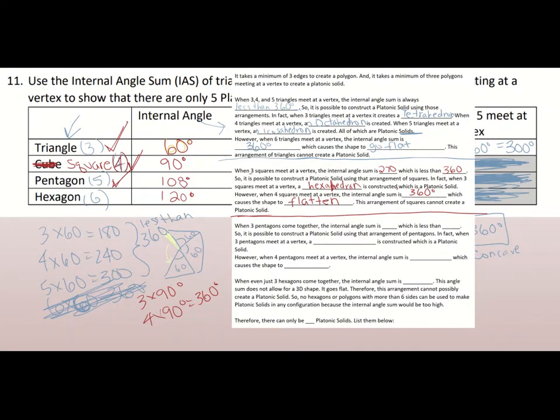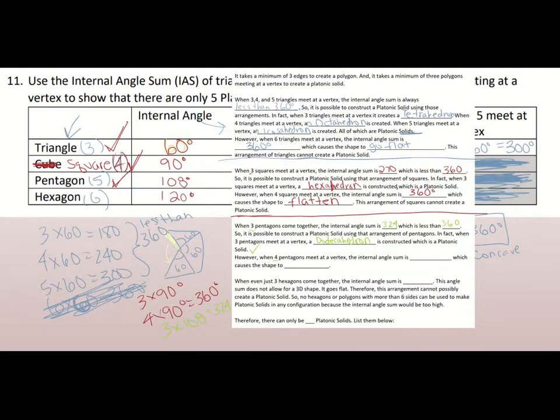When 3 pentagons come together, 3 is the minimum number that can come together, the internal angle sum is 3 times 108, which equals 324. Okay, the internal angle sum is 324 degrees, which is still magically less than 360 degrees. So it's possible to construct a Platonic solid using that arrangement of pentagons. In fact, when 3 pentagons meet at a vertex, a dodecahedron, a 12-sided three-dimensional figure, is constructed, which is a Platonic solid.